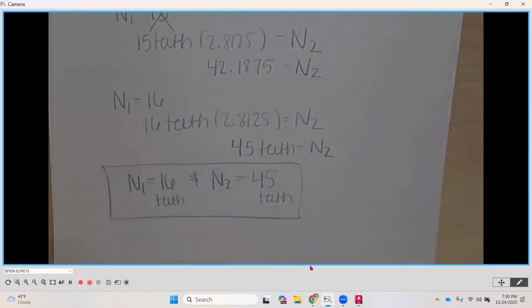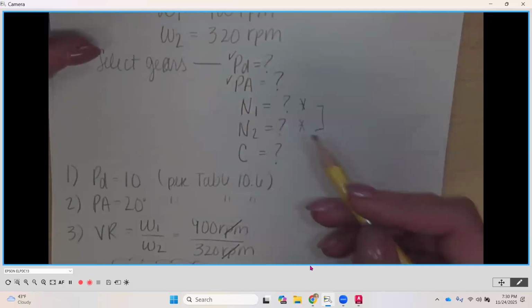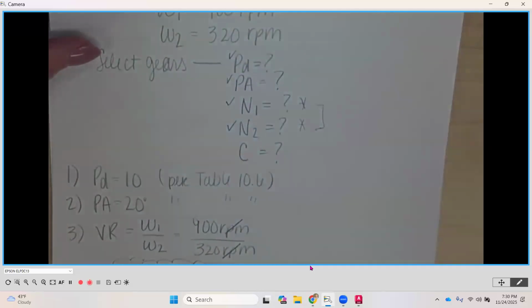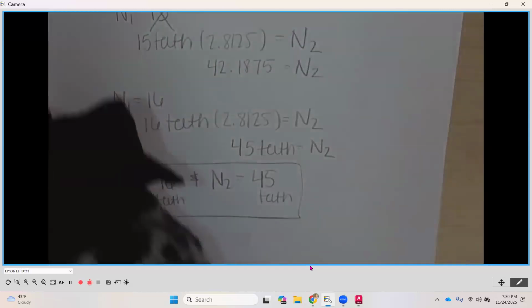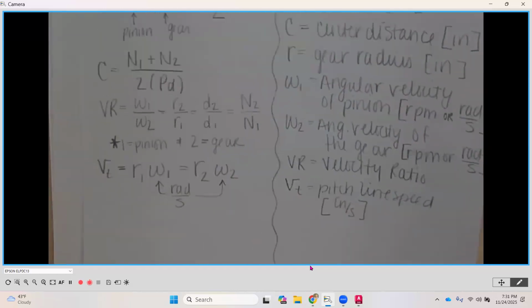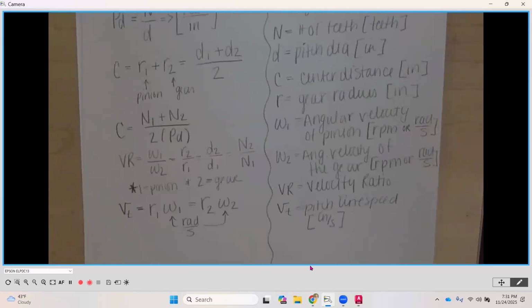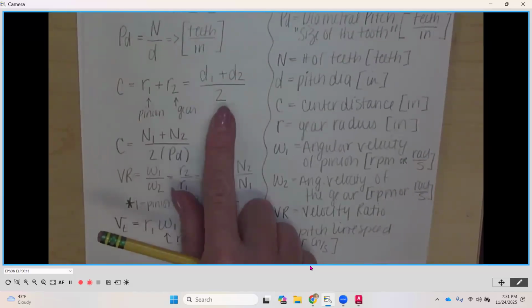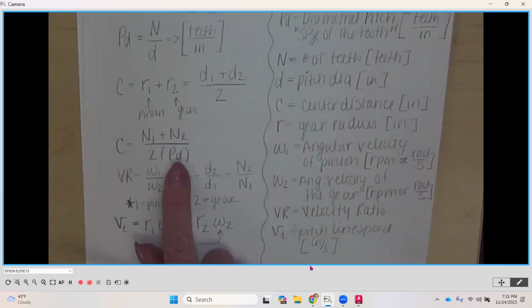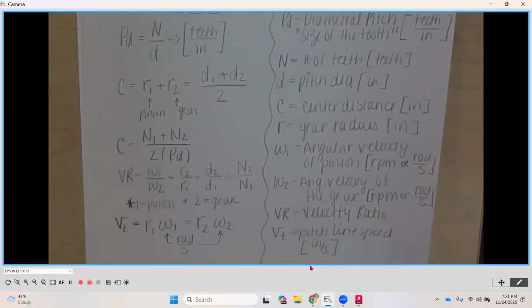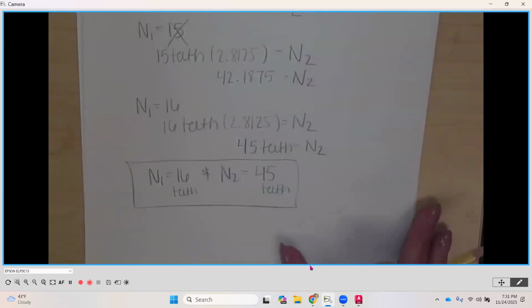All right, so if we look back at things that we need to find, we just got N1 and N2. So the last thing we need to calculate is going to be our center distance, okay? Our center distance. So if we pull out our equation sheet here, we have two options for center distance. We have the diameters, or we have the number of teeth and diametral pitch. I'm thinking the second one is going to be the fastest to get to our center distance, okay? So let's use that second equation to calculate our center distance.